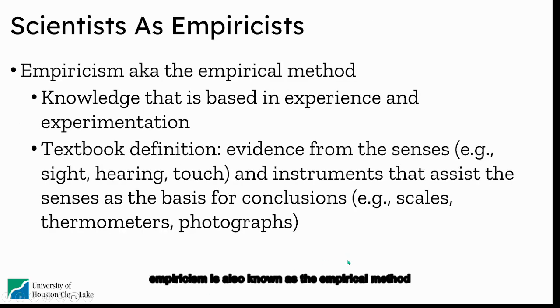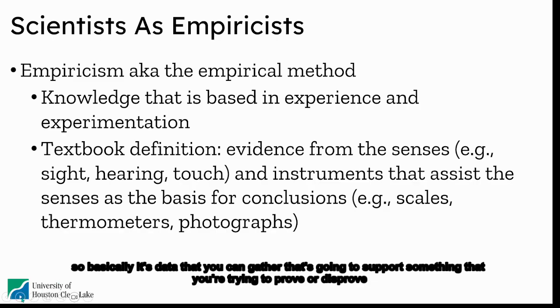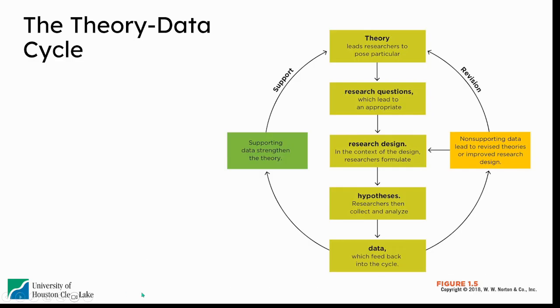Empiricism is also known as the empirical method, using research, using numbers, experiments, and experimentation. The textbook definition has to do with evidence from the senses and instruments. So basically it's data that you can gather that's going to support something that you're trying to prove or disprove.